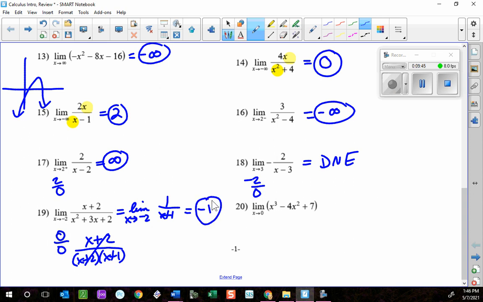All right, and looky here, just a polynomial. Let's plug in 0. So this goes to 0, that part's 0, so the only answer left is 7.